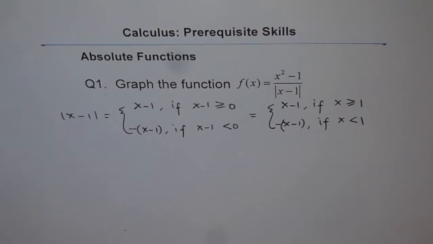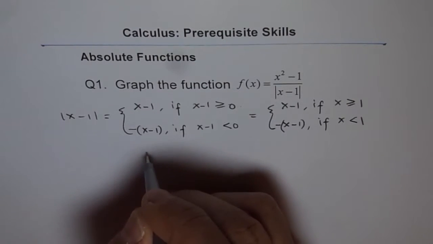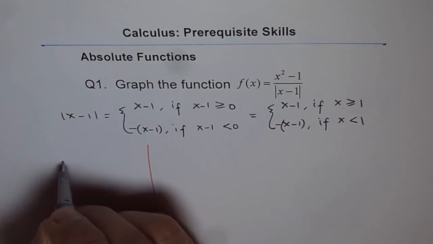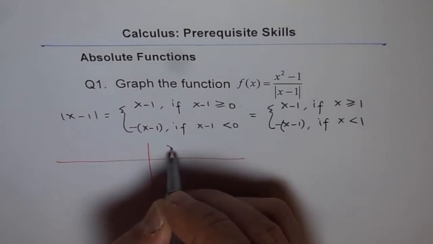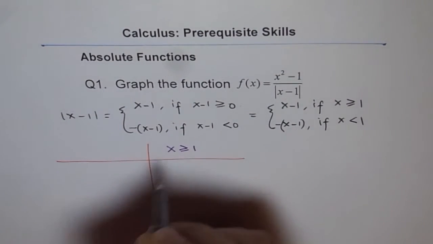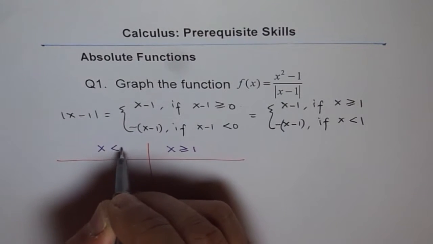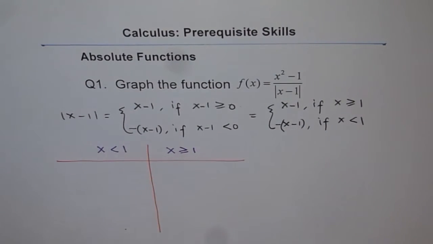Now, since we have defined it like this, it is a piecewise function, we'll actually see it in two different pieces. One, when x is greater than or equal to 1, and the other half when x is less than 1. So our function will change in both these, right? So what is going to be our function?